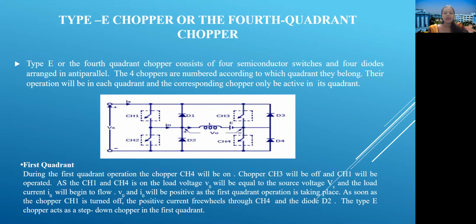As chopper 1 and chopper 4 are on, the load voltage V0 will be equal to the source voltage Vs, and load current I0 will begin to flow. V0 and I0 will be positive as the first quadrant operation is taking place. As soon as chopper 1 is turned off, the positive current prevails through chopper 4 and the diode D2. The type E chopper acts as a step down chopper in the first quadrant operation.